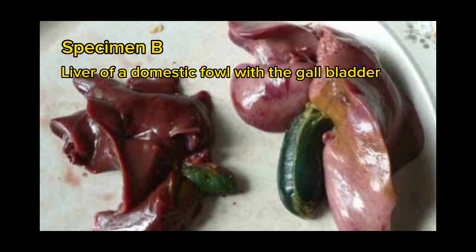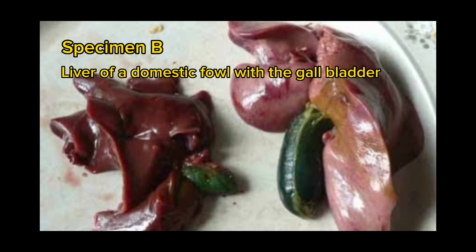Then the spleen is the part that works with the liver in destroying red blood cells after they have stayed for 20 to 30 days, because that is the lifespan of red blood cells in a domestic fowl. But in humans, the lifespan of red blood cells is what? Four weeks.